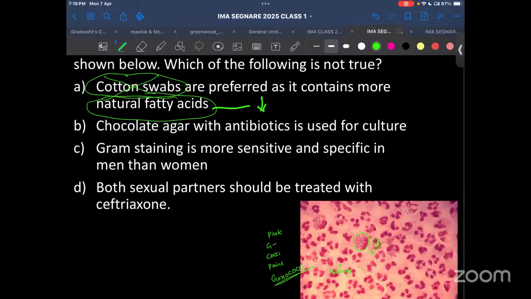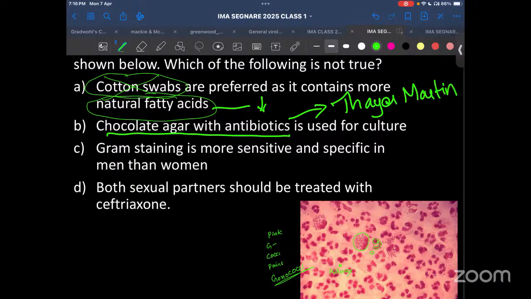Chocolate agar with antibiotics is used for culture. That is correct. That is your Thayer-Martin medium, a selective medium for gonococci. Now, gram staining is more sensitive and specific in men than in women. You may think it is a wrong statement, but it is actually true. Why is there a gender difference here?